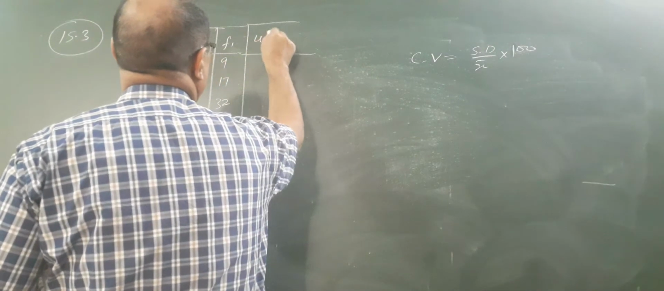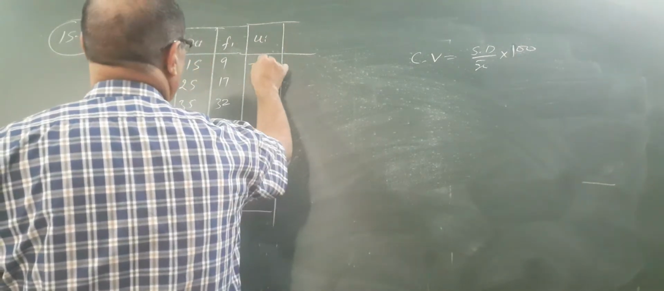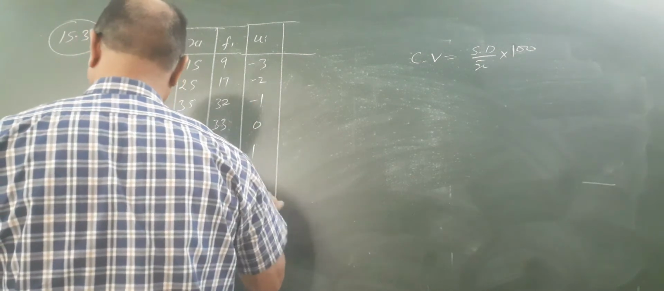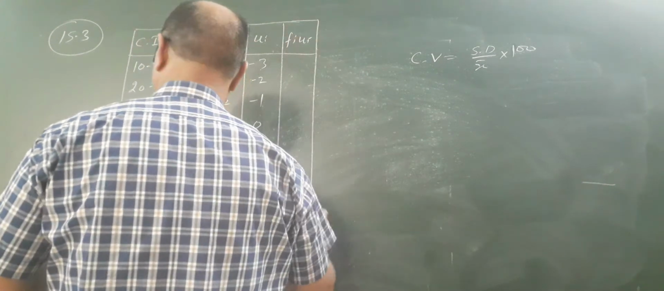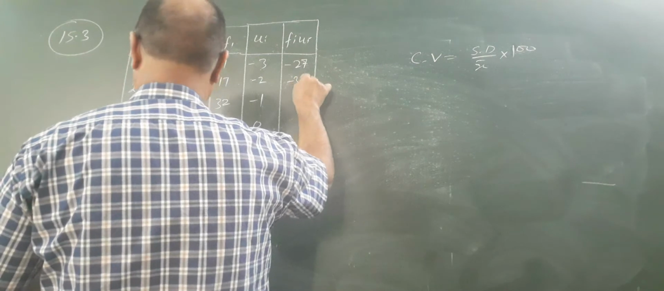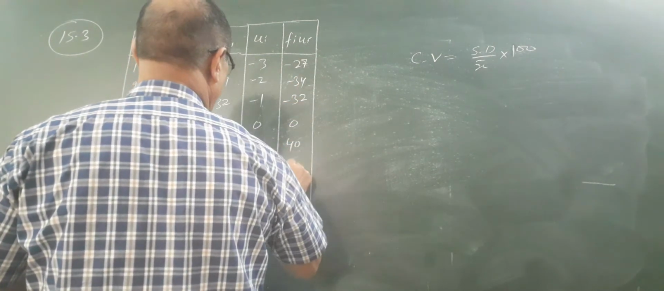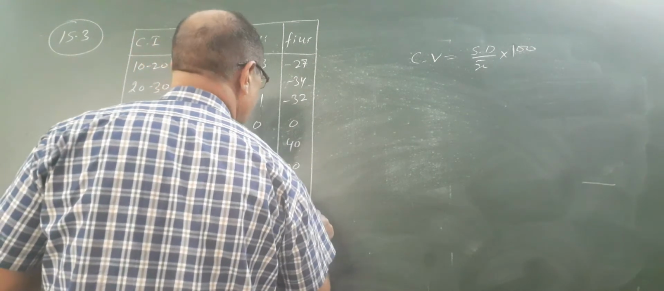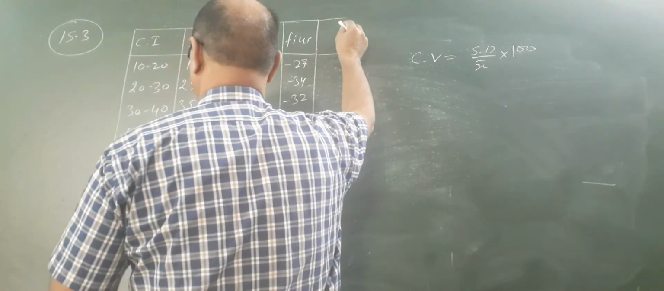Now after that you have to find out ui. You know how to get ui. The value of ui is -3, -2, -1, 0, 1, 2 and 3. Students, after that you have to write fi ui. What is fi ui? That is -27, -34, -32, 0, 40, 20 and 27, and its total is -6. Then write its fi ui square.